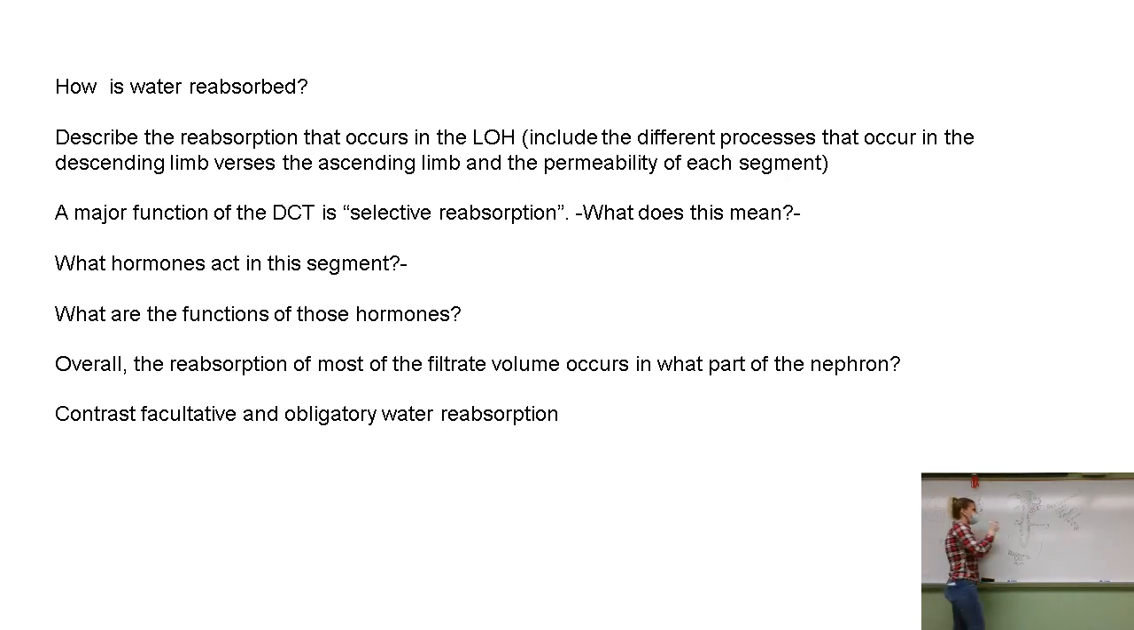When we look at the descending limb, is the descending limb permeable to sodium and chloride? Do they diffuse out in the descending limb? No. So no sodium and chloride leave the descending limb. Is the descending limb permeable to water? Yes. So the descending limb is permeable to water.